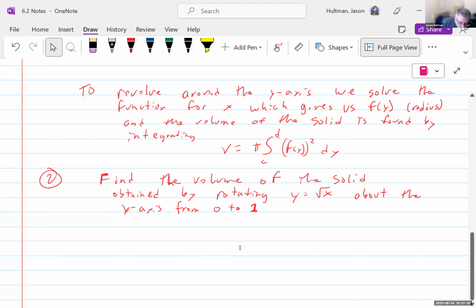Okay, so in this case, we still have our y equals radical x, but in this case, y is going from 0 to 1. So 0 is less than or equal to y is less than 1. So y is going from 0 to 1. So where are we revolving this? We're revolving it around the y-axis this time.